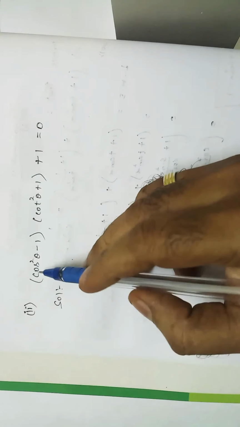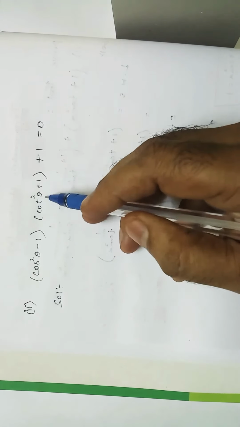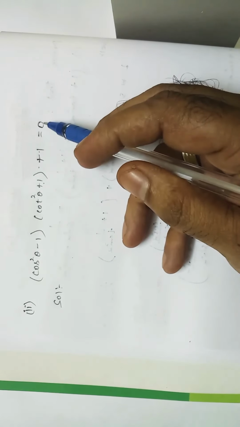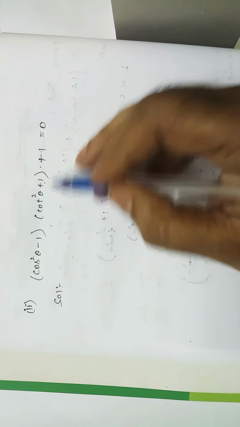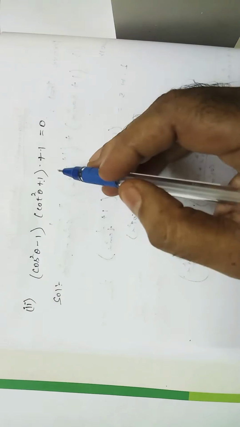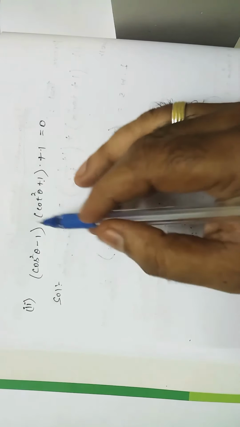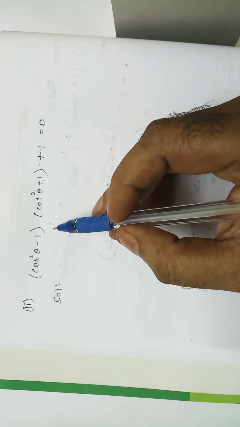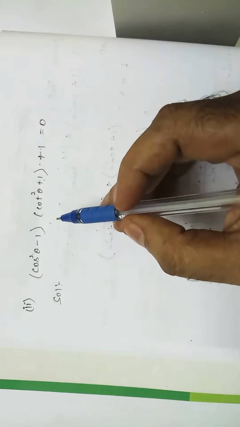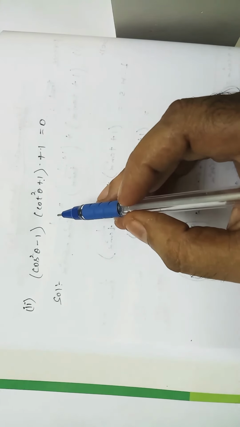Second subdivision: (cos square theta minus 1) into (cot square theta plus 1) is equal to 0. So we have to take the LHS and prove that when we simplify it we get 0. RHS is nothing but 0, so we have to take the LHS. How are we going to simplify? By seeing the question itself, we have to come to the conclusion how we are going to simplify.